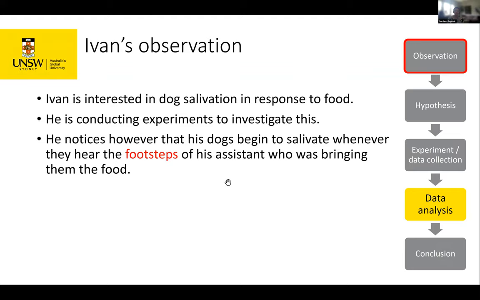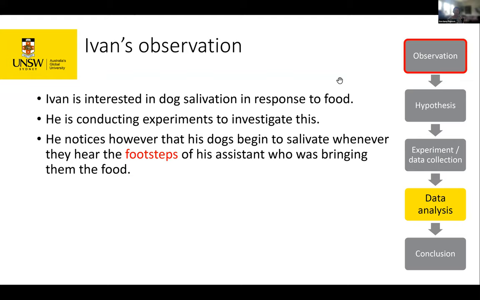So we've got a researcher called Ivan, and he's interested in how much dogs salivate when they are given food. So he's conducting some experiments to investigate this. And while he's conducting these experiments, he makes an observation. He notices that even before the dogs see the food, when they hear the footsteps of his assistant, the dogs start to salivate. So that's Ivan's observation.